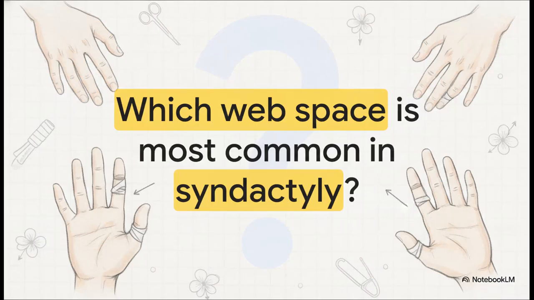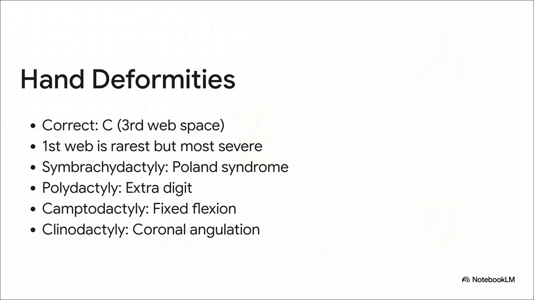In the upper limb, which web space is most commonly involved in syndactyly? Option A, first web space. Option B, second web space. Option C, third web space. Option D, fourth web space. Or Option E, third and fourth web space. The answer is Option C. The third web space is the correct answer.